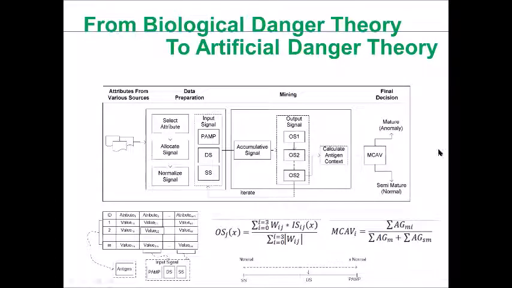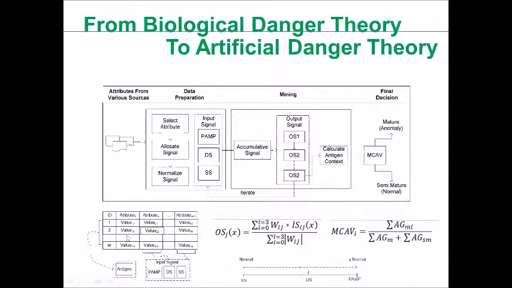Okay, this is how we extract from the biological danger theory to the artificial danger theory. We replicate it into the information processing process. So attributes from different sources, we need to select the attributes. So let's say this is your data. All your records, let's say your data contains 1 million or 1,000 records. All records, number 1, number 2 until M, will be considered as a body cell or antigen.